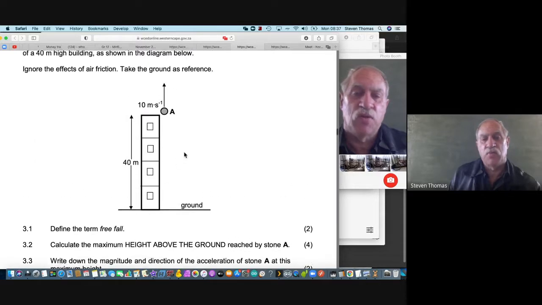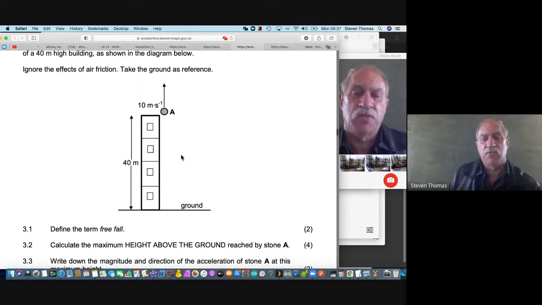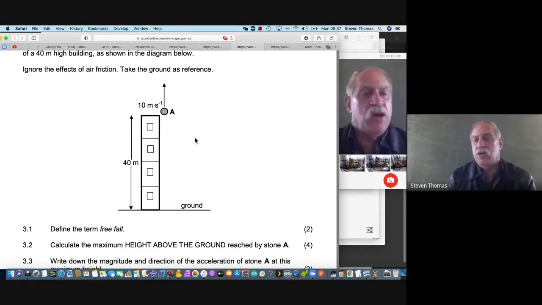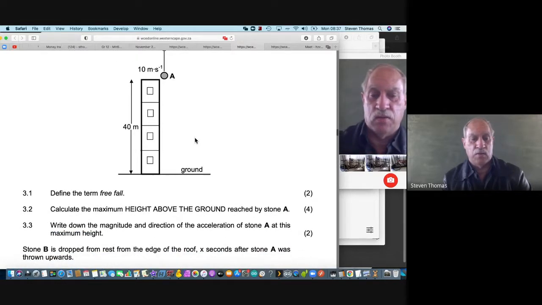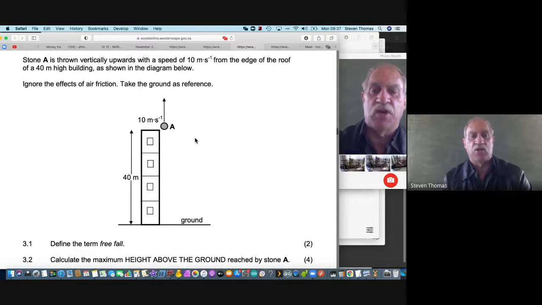So here would be where they pass, which is 29 meters above the ground. So to be about there. Okay, so what do we know in this kind of problem? How are you going to solve this kind of problem? Stone B is dropped from it. Calculate the value of the time. Okay, so what are you going to do?